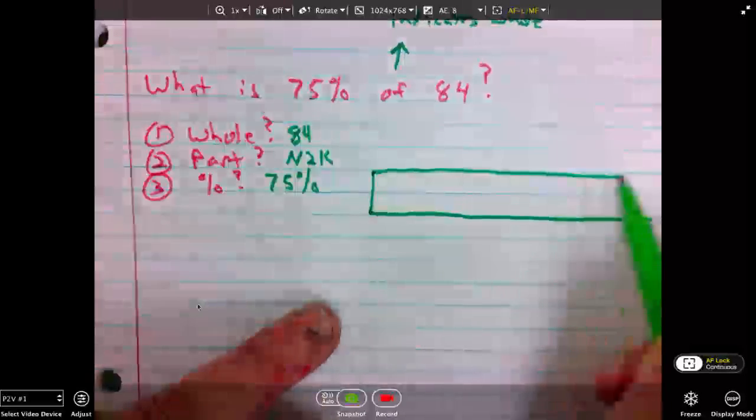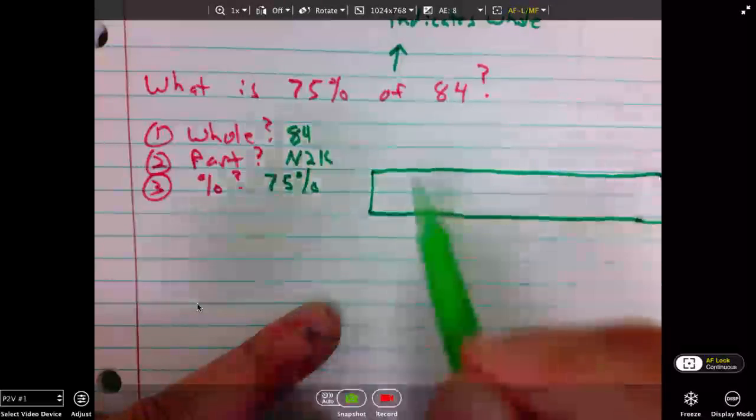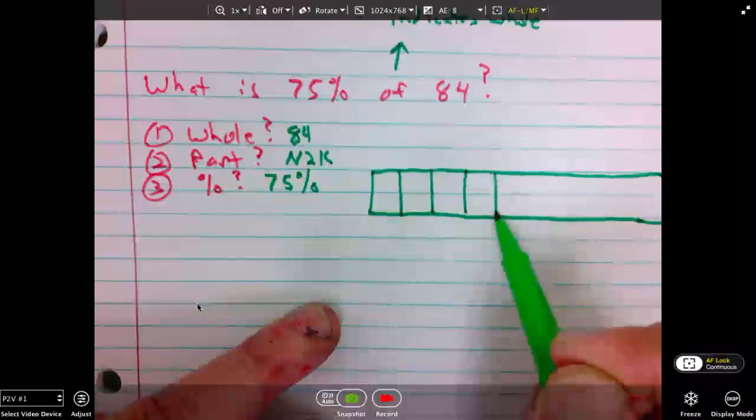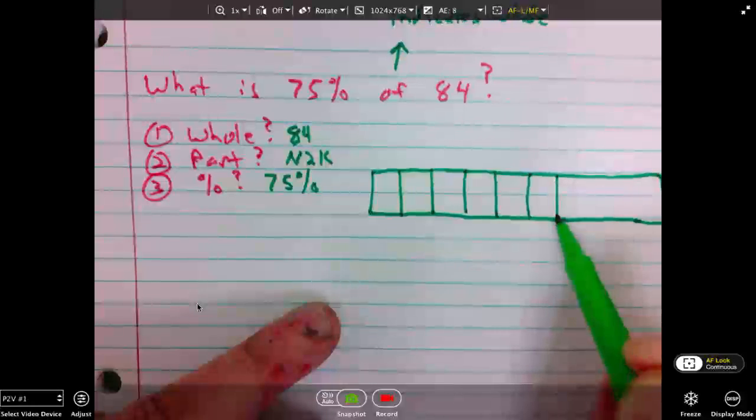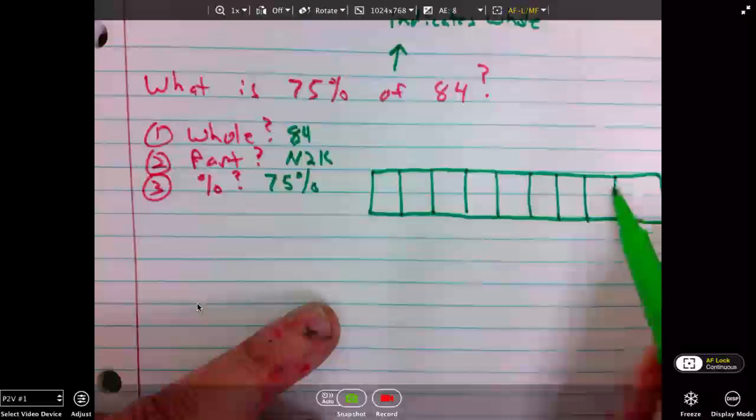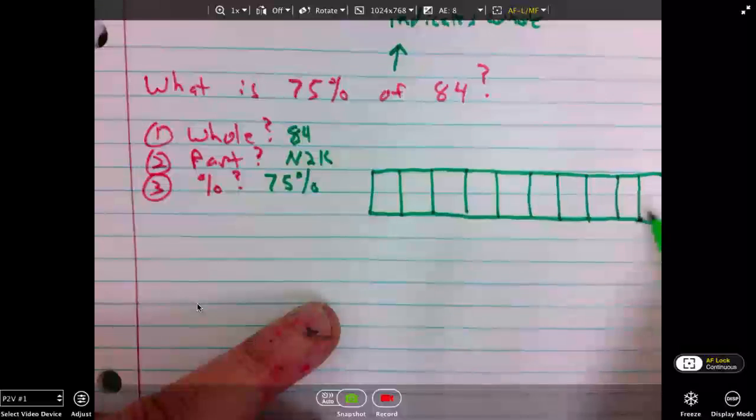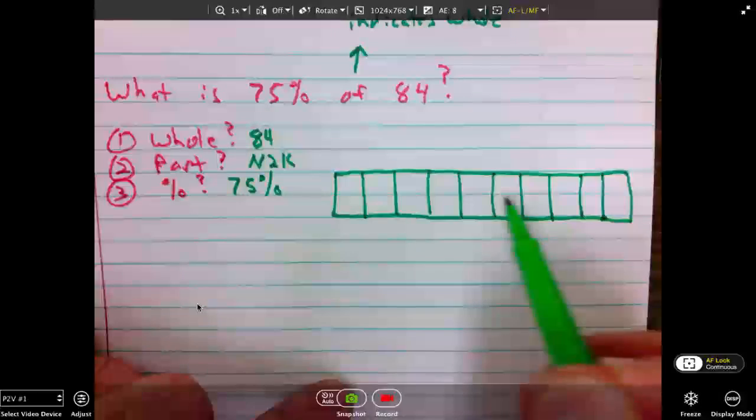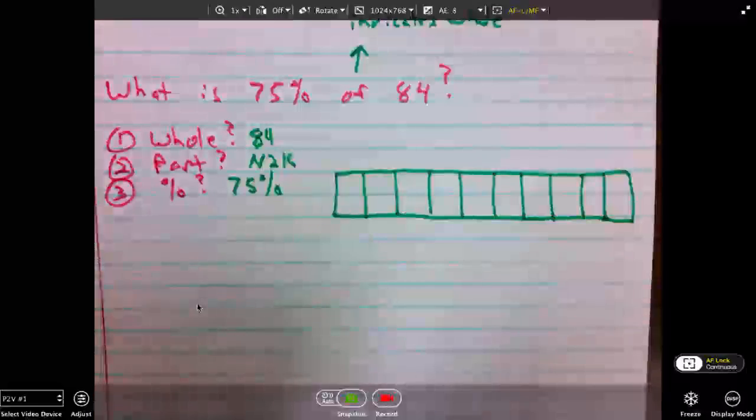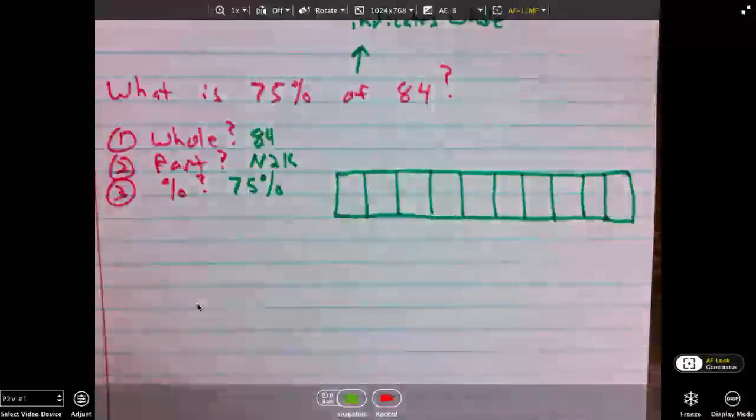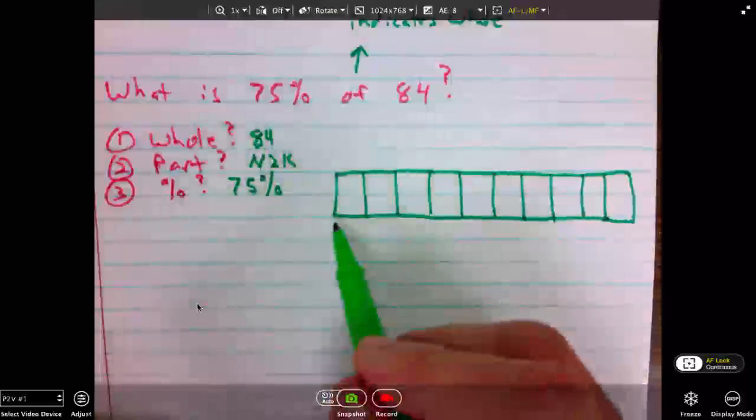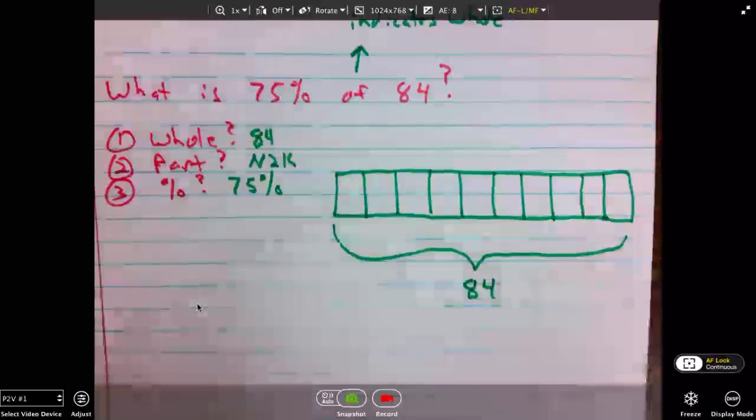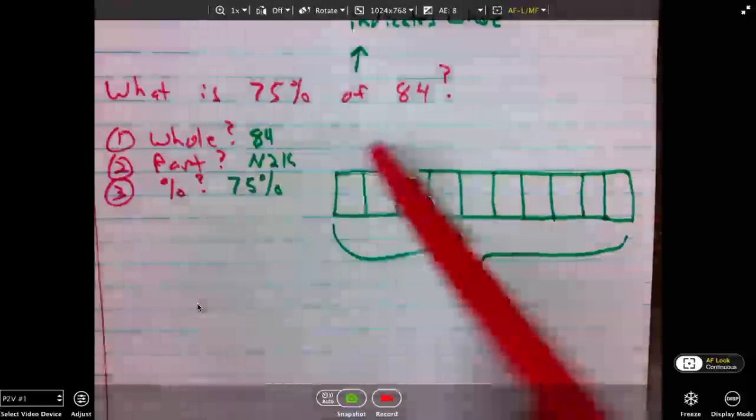One long rectangle divided up into 10 portions. 1, 2, 3, 4, 5, 6, 7, 8, 9, and 10. They should be the same size, but approximately is okay. Since this bar is our whole, in this case our whole is 84. Each one of our sections represents 10%.